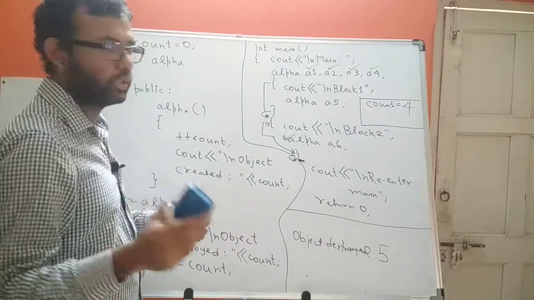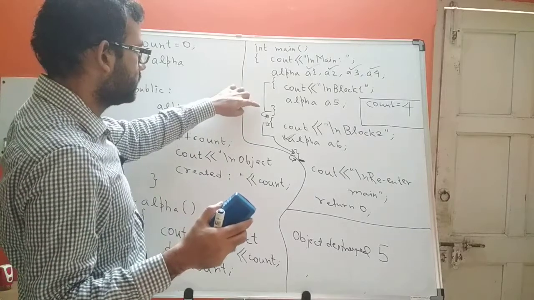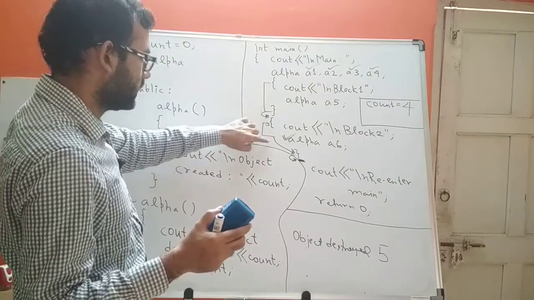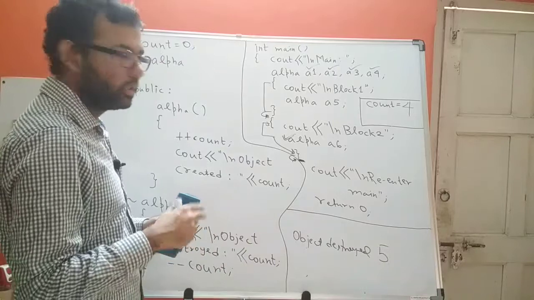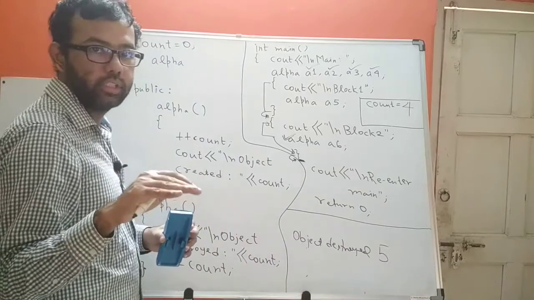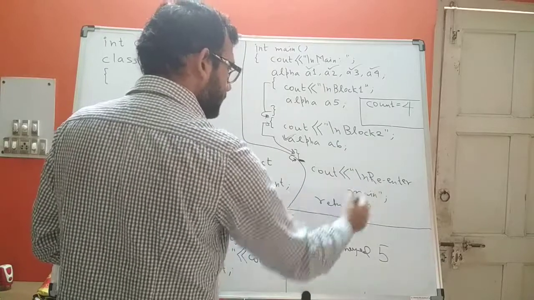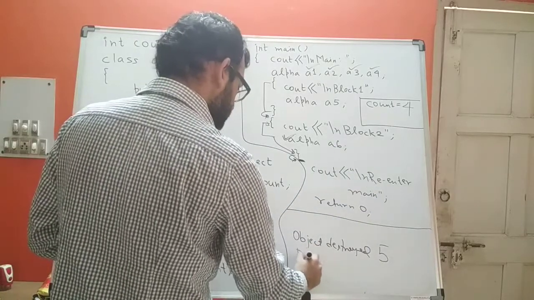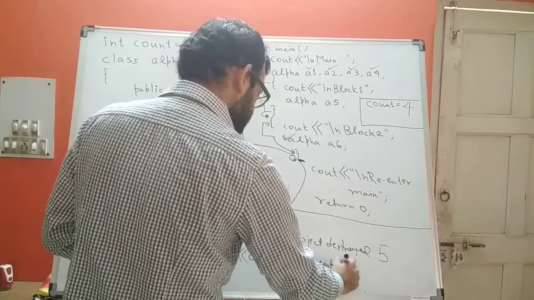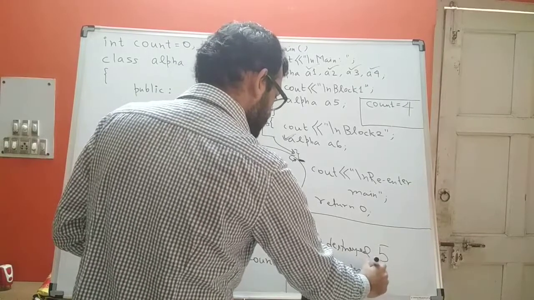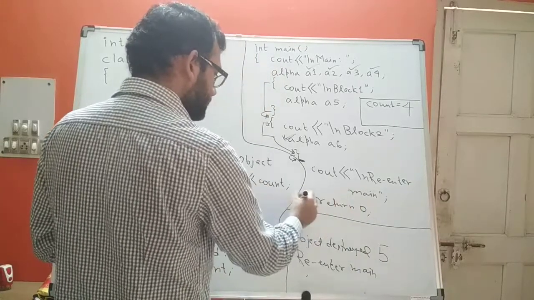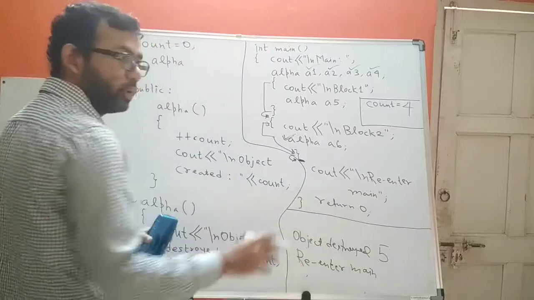So you have seen two cases where the destructor was invoked. The destructor was invoked when I exited this block. The destructor was again invoked when I exited this block. So this was one scenario where the destructor is invoked once you exit a block. Now this statement is printed, re-enter main. Now it says return 0. That means the program comes to an end.